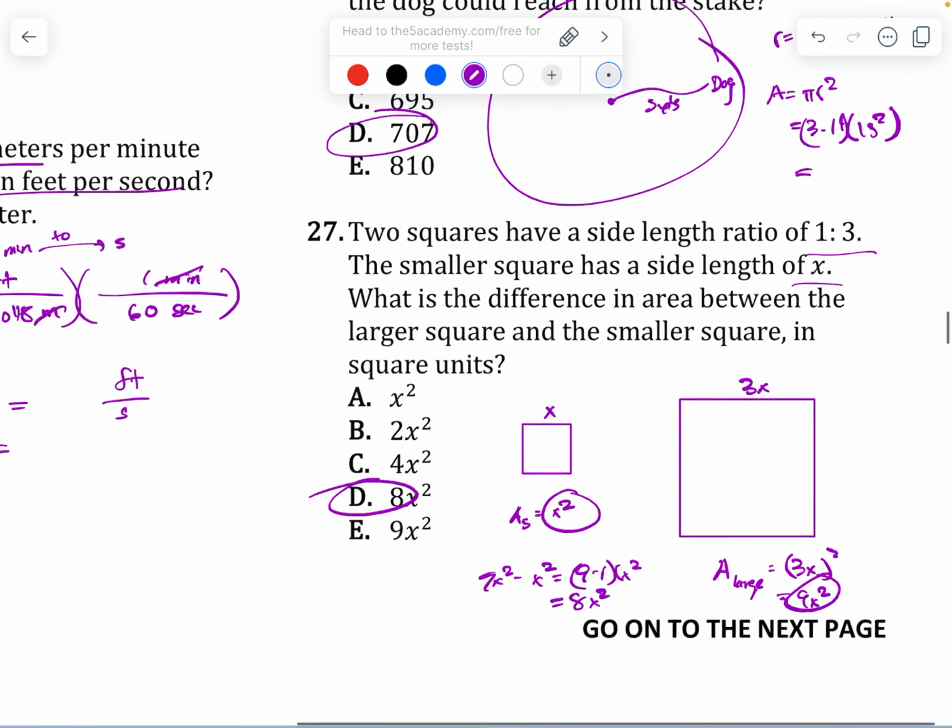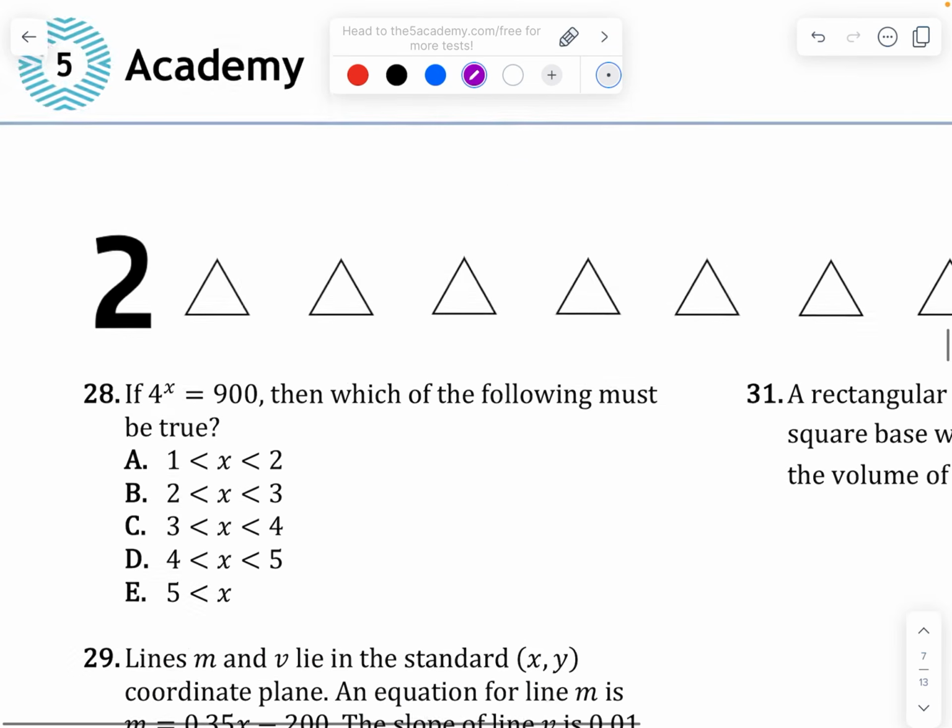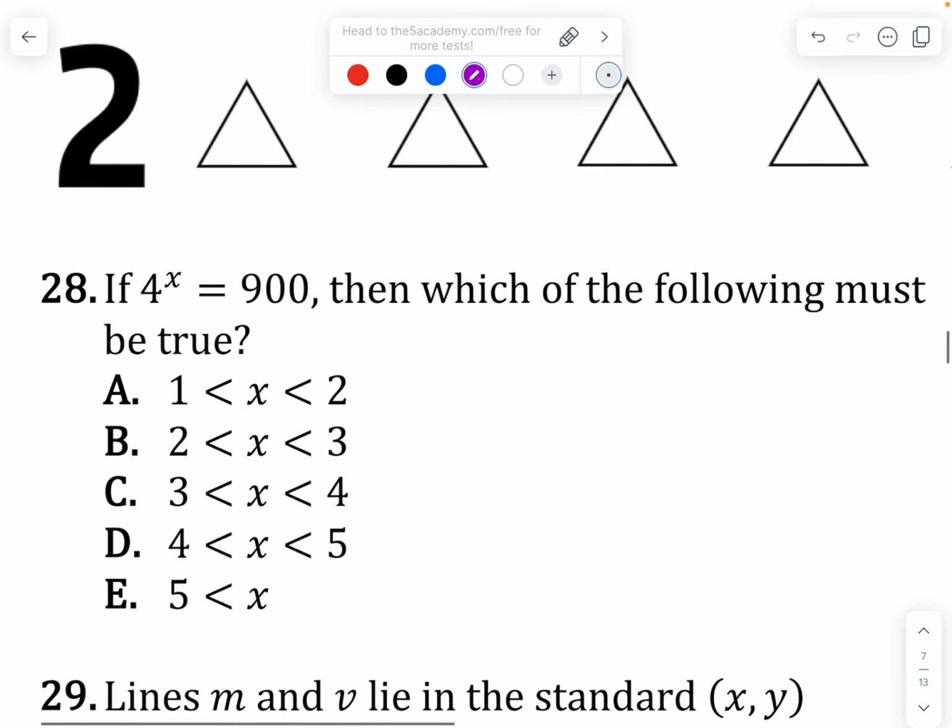Okay, remember to combine like terms, but to do it correctly. If 4 to the x equals 900, then which of the following must be true? There's two ways to do this. One is to use logarithms. So you could do, remember b to the x equals y.